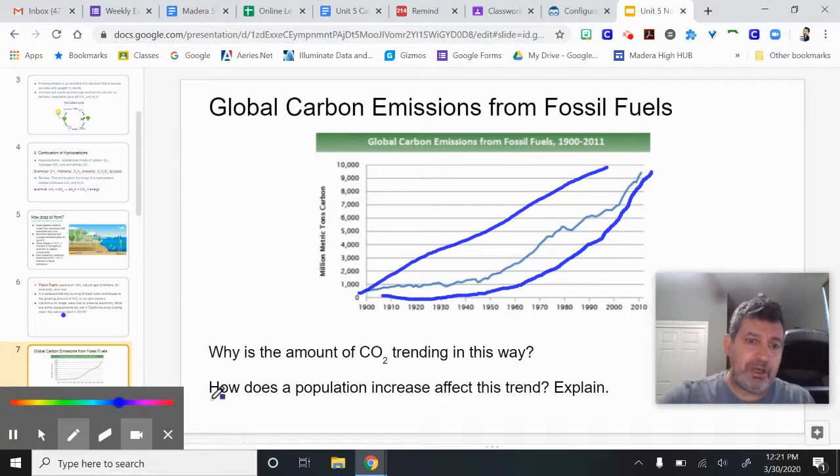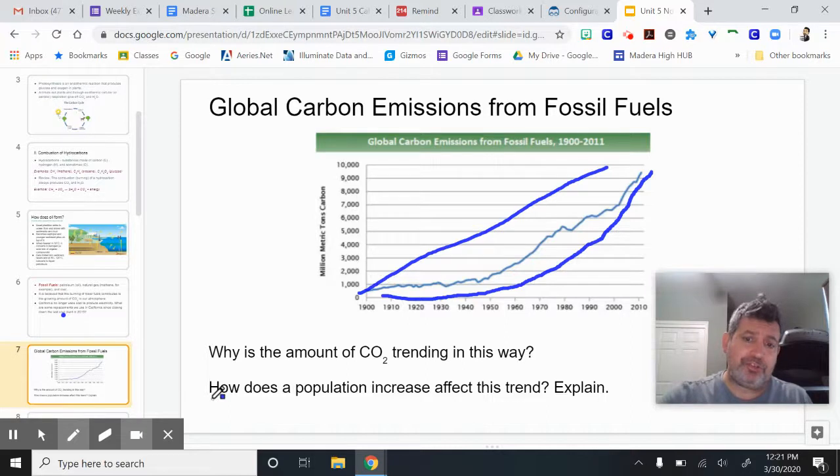How does population increase affect this trend? Well, as our population goes up, obviously we're burning more fossil fuels, which makes more carbon dioxide, which goes into the air. And with our increased population, it's been tough.